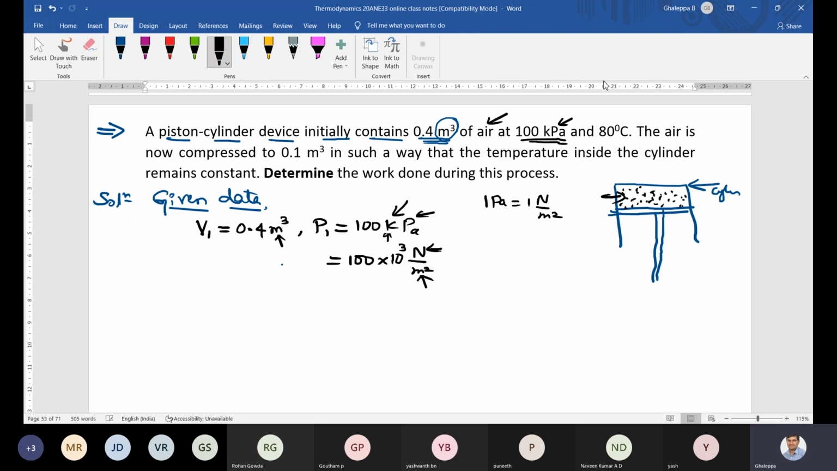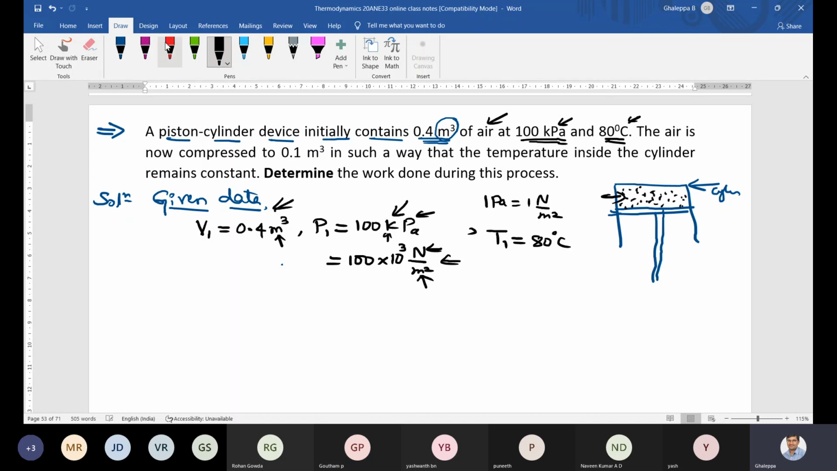Sometimes in the given numerical, he will use centimeter cube. This will be in centimeter, this will be in meter, so you have to convert centimeter into meter. For confusing the students, some professors do such things. And 80 degrees Celsius. Which property? Temperature. T1 is equal to 80 degree Celsius.